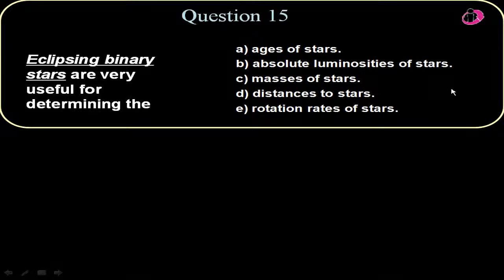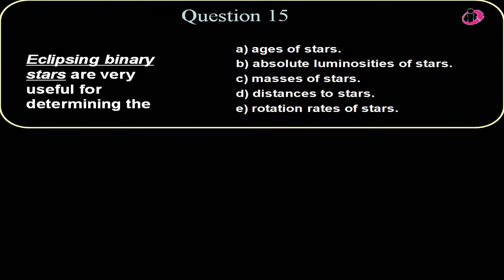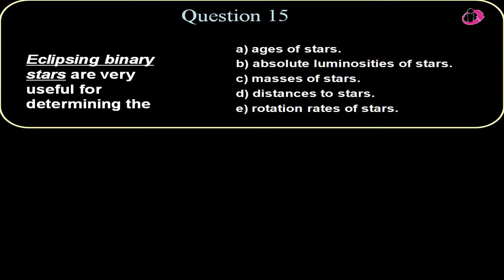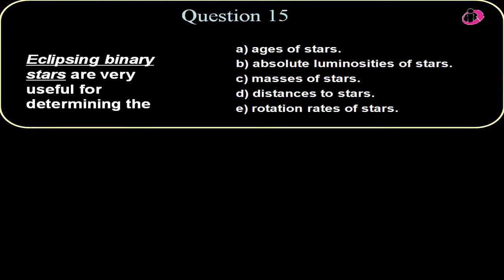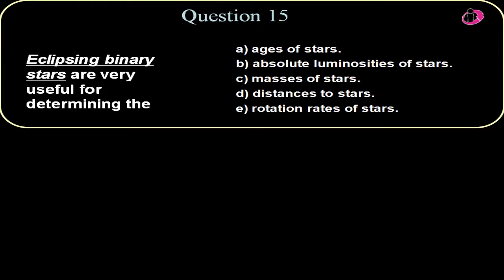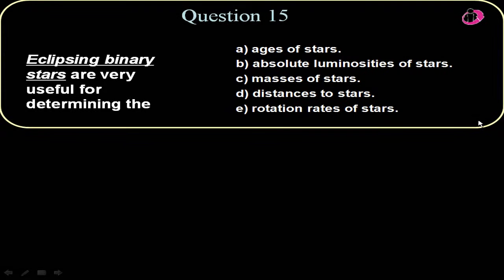Question number 15. Eclipsing binary stars are very useful for determining, the eclipsing binary can tell us the relative size of the stars. If we measure the period of that revolution, we can ultimately determine the mass of the stars. So they're very useful for determining the mass of the stars.